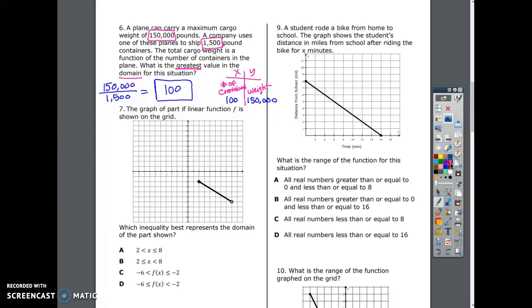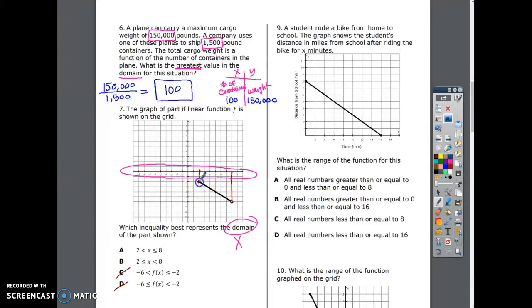Number 7. What is it asking for? Domain. It's asking for domain. What is domain? The X. So I'm looking at the X-axis only. From what number to what number? Right? So remember, we do our little Cheerios to here and to here. So what are those numbers? From what number to what number? 2 and 8. So I have 2 answers that say 2 and 8.